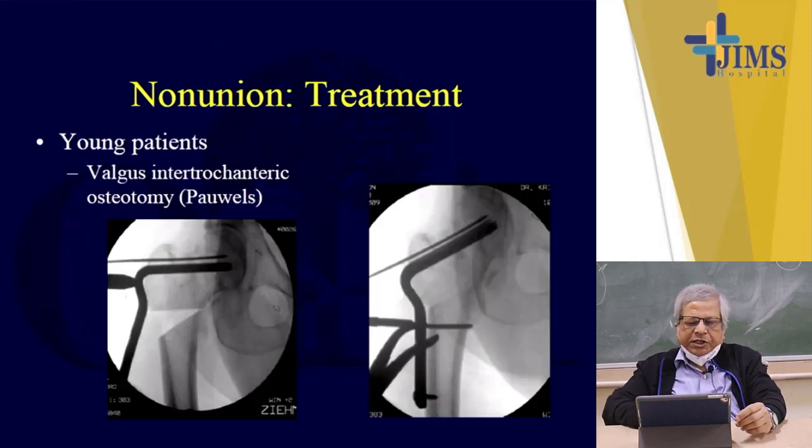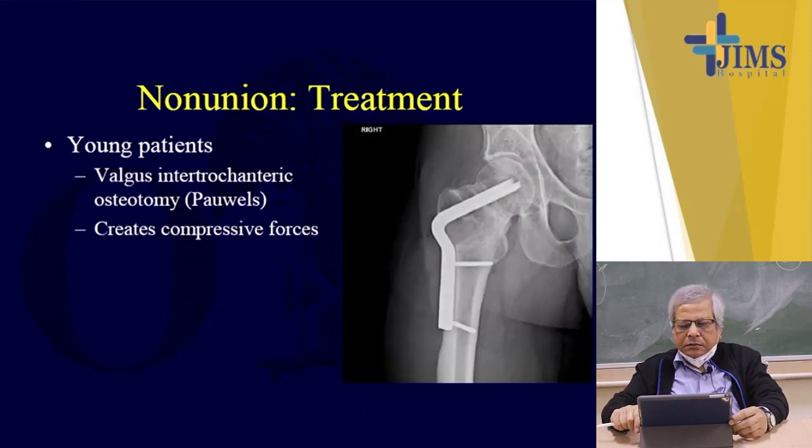For a young patient, there is another treatment for non-union, a valgus osteotomy. You remove a triangular piece of bone here, then fix it internally. This is called a blade plate, so that the neck shaft angle is changed. Here is the fracture site. That leads to compression at the fracture site. This is called a Pauwels osteotomy. It went on to heal. The fracture healed.